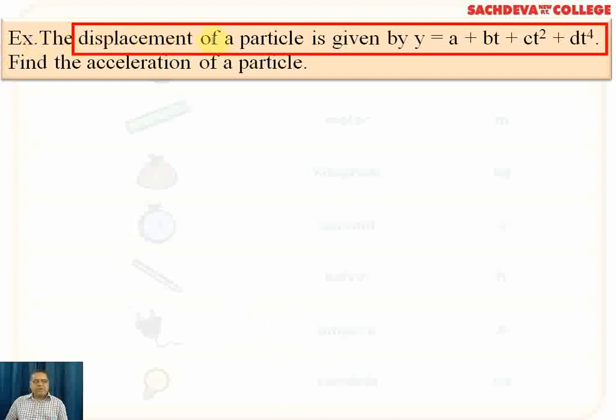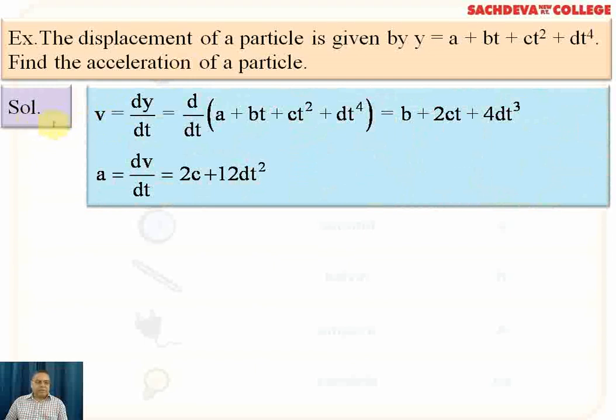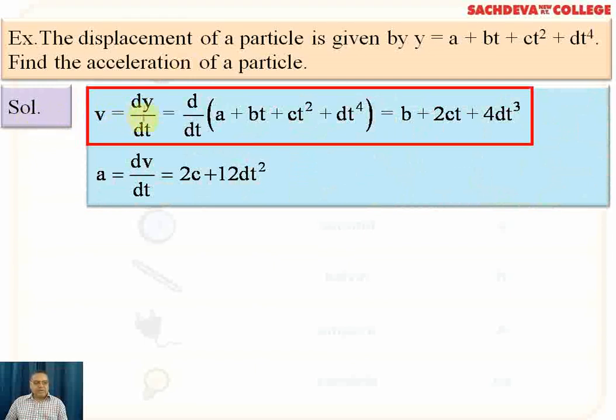The displacement of a particle is given by y is equal to a plus bt plus ct square plus dt power 4. This equation is basically the displacement time equation. We have to find the acceleration. So y is displacement. First of all, we take the derivative of y, that will be velocity, and whatever function we get for velocity, we take again the derivative, and that will become acceleration. Like in the example it is shown that velocity is dy over dt.